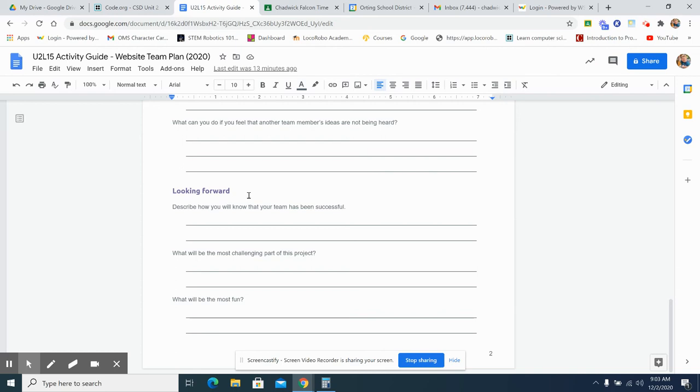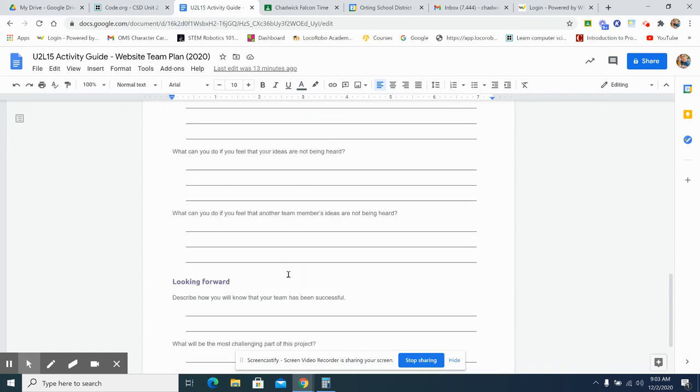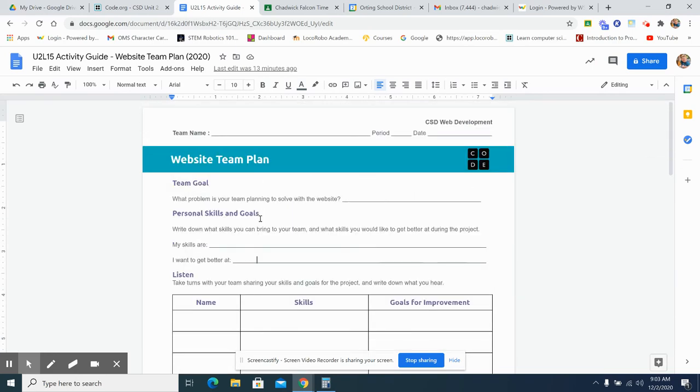And what will be the most fun? What's going to be the most enjoyable part of this? What will you enjoy? What do you really want to do? What do you think is going to be awesome about this? So, that sums it up. Remember, this is about preparing to work together as a team. You can do this. Teaming is awesome. Teaming can be done.